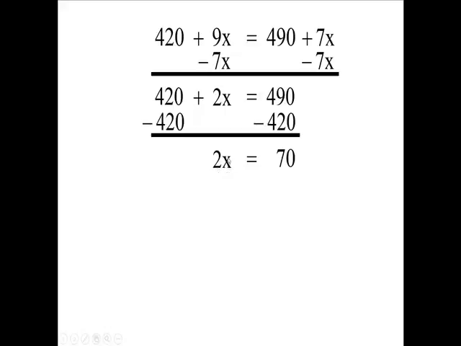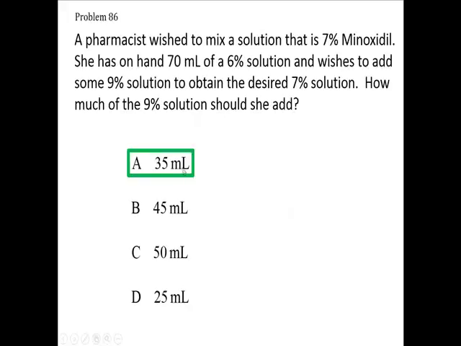So we're going to divide this by 2, equals 70 divided by 2. And then we have x over here equals 70 divided by 2 is 35. So of my four choices, I pick A.